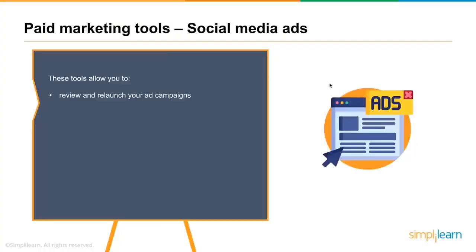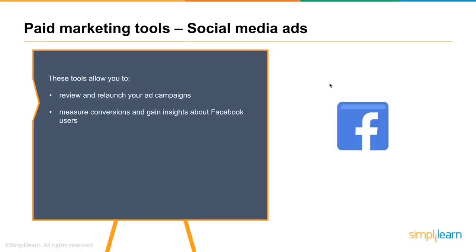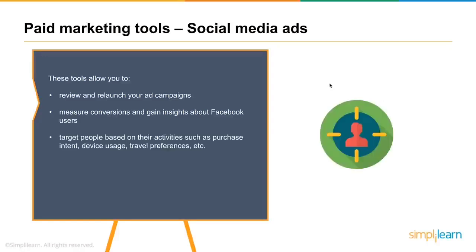So with social, like display, it's all about targeting our audience. For some of the tools, like on Facebook, we can review and relaunch our ad campaigns based on target audience. We can measure conversions and gain insights, in this example, about Facebook users. How are our users interacting with our ads? And then we want to target people based on their activities, such as purchase intent, device usage, travel preferences, etc. So social allows us to do that.